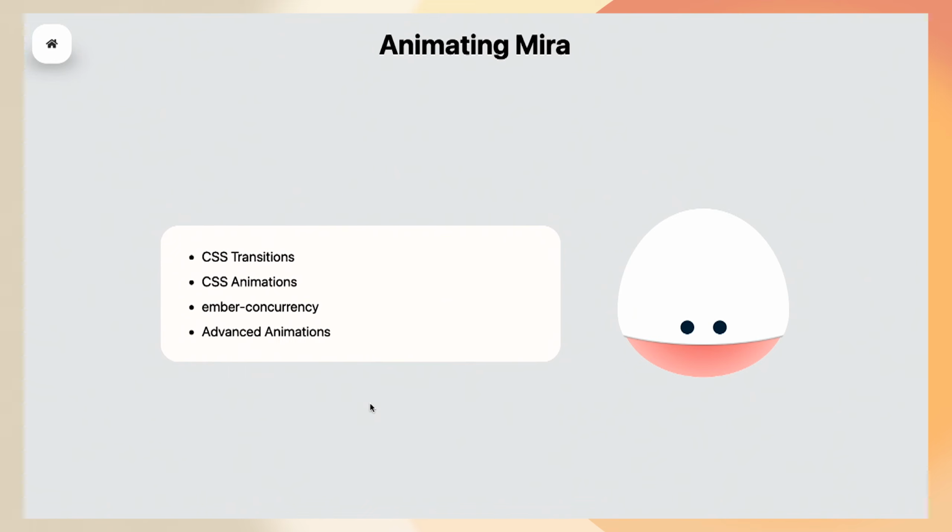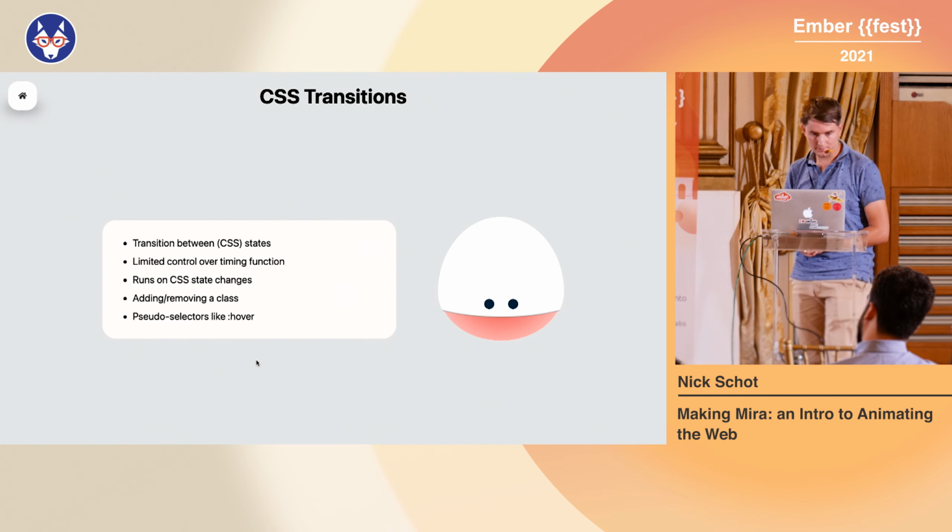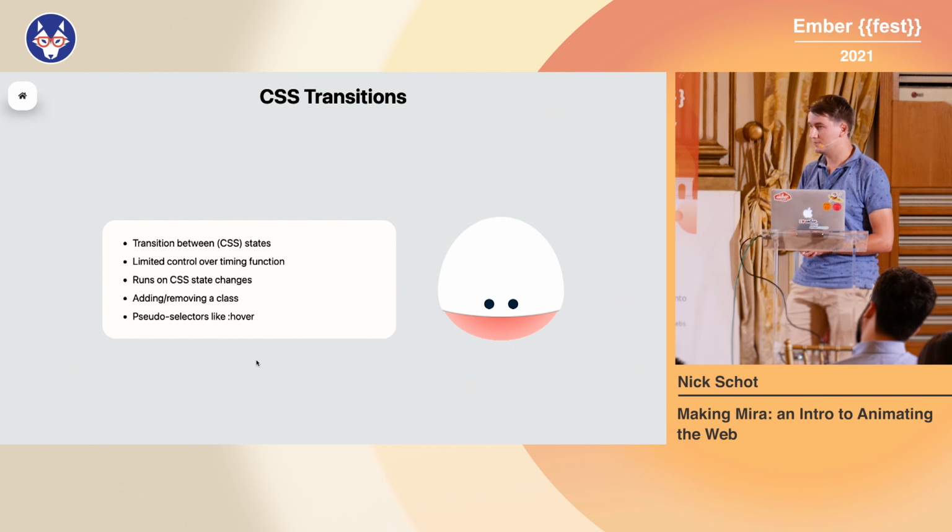We're going to be using all of the provided animation technology in browsers, like CSS Transitions, CSS Animations. We'll also use some Ember concurrency. And then the last part of this talk will be about some more advanced animation techniques. So CSS transitions are really great, in my opinion. They're quite simple. They allow you to transition between CSS states. They provide limited control over timing function. And that usually doesn't really matter all that much because CSS transitions are usually used for relatively small animations. So you can provide like a basic easing function or a Bezier curve if you feel fancy.